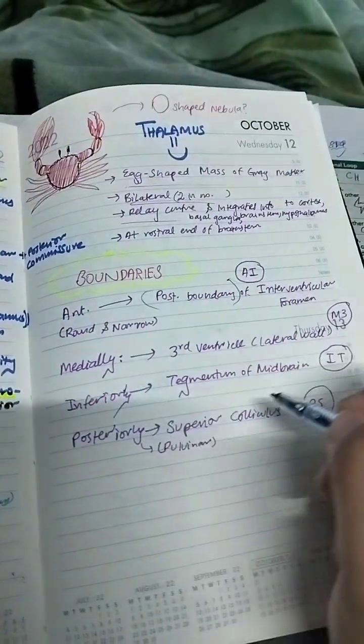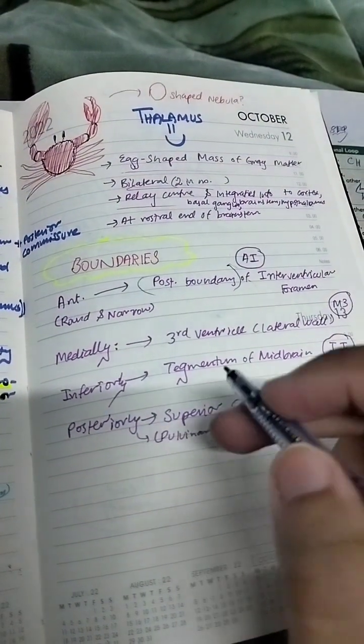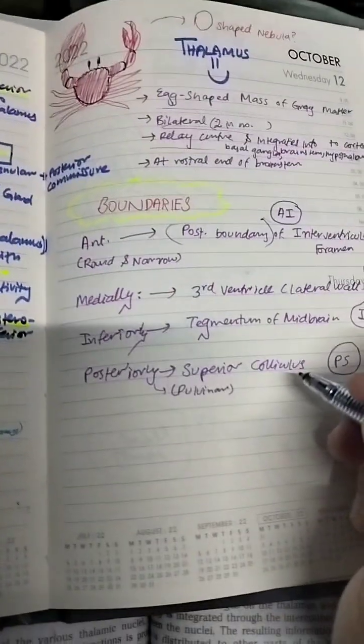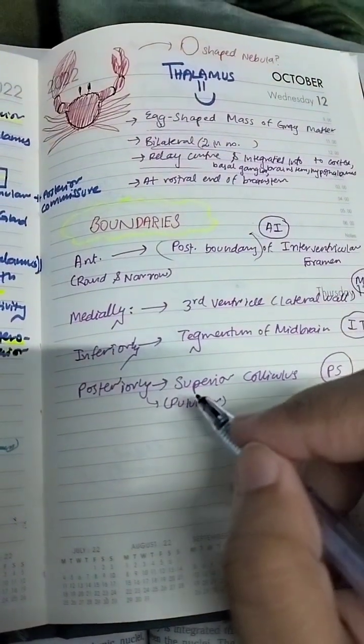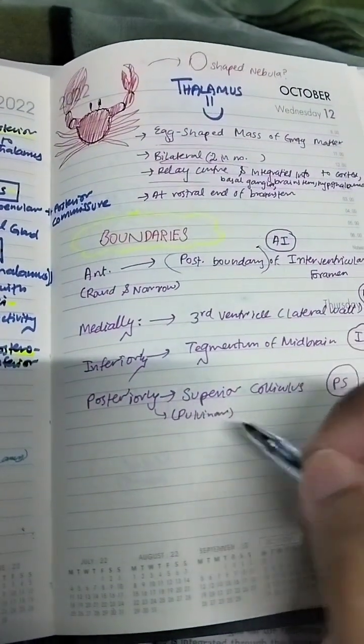And inferiorly, I have IT for you. So inferiorly, it is going to be related to the tegmentum of the midbrain. And what remains is the posterior boundary. Posteriorly, it is going to be related to something with an SPS. So it is related to the superior colliculus. And the posterior boundary is going to be broadened in order to form the pulvinar.